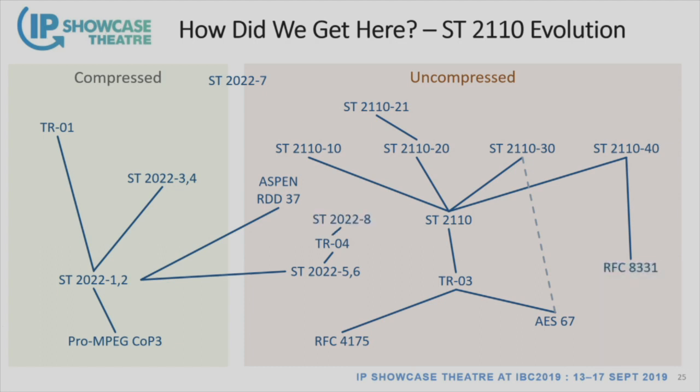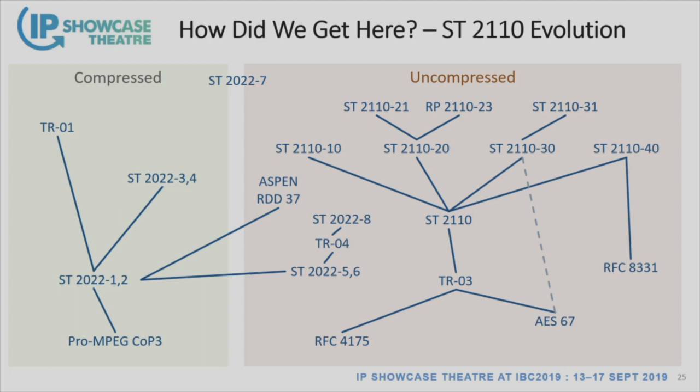Then we have 2022-8, which is a little variation on the way that ST 2022-6 is encapsulated, and it was done to allow the 2022-8 streams to use the same timing system as 2110-20 streams. And then, of course, we have ST 2110-31, which takes an uncompressed audio stream, not individual audio samples, but the entire audio AES-3 signal and puts it out over an IP stream.